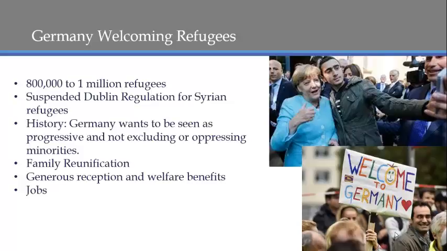And one way of trying to be seen as progressive, Germany is going to great lengths to make lives as easy as possible for these refugees. The transition as easy as possible. So, for example, they've offered opportunities for family reunification, so families are kept together. They're being given generous welfare benefits to let these people get on their feet, and access to job opportunities. So there has been a warm welcome from many Germans.